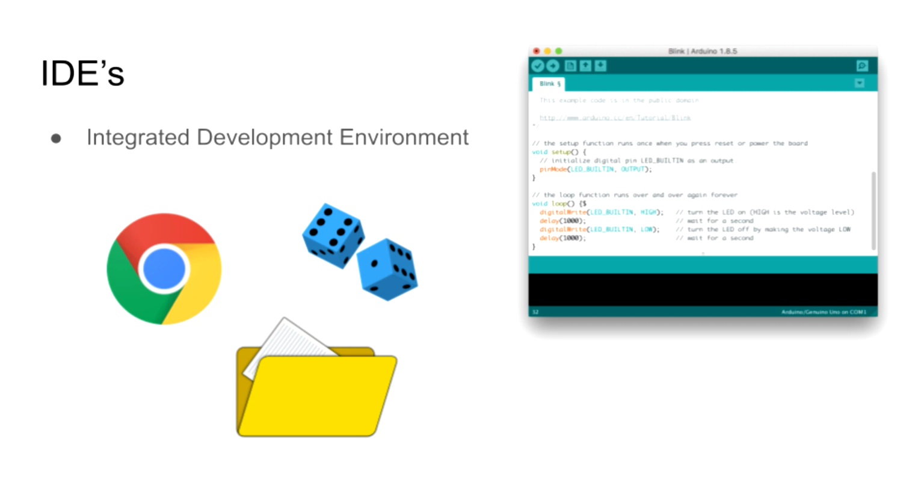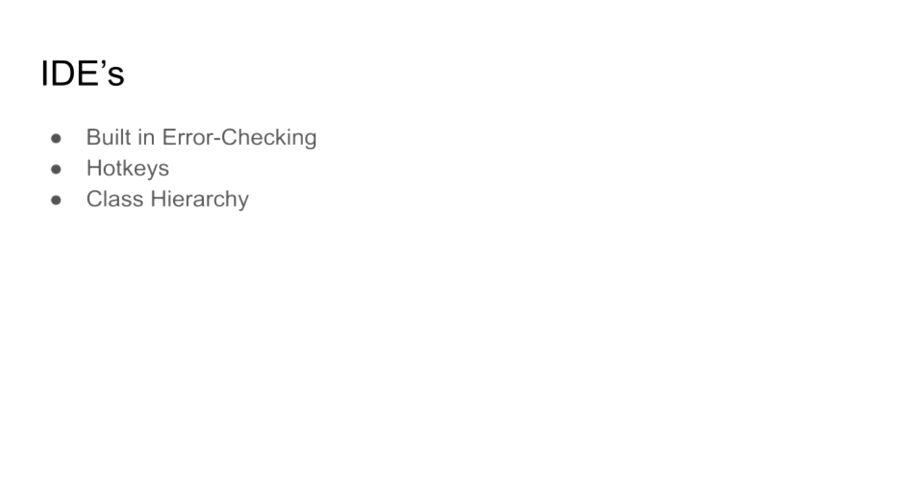Think of an IDE as any other program on your computer, such as a game or a browser or even the File Explorer, except we'll be using it to write code. Additionally, IDEs provide some useful tools for programmers to ease the job of writing code, such as built-in error checking, hotkeys for frequently used functions, and class hierarchy, which comes into play when talking about a specific type of programming known as object-oriented programming, which we'll talk about later. IDEs are sort of a way to fast-track writing code and make things a whole lot easier on programmers, which is why they're so popular.